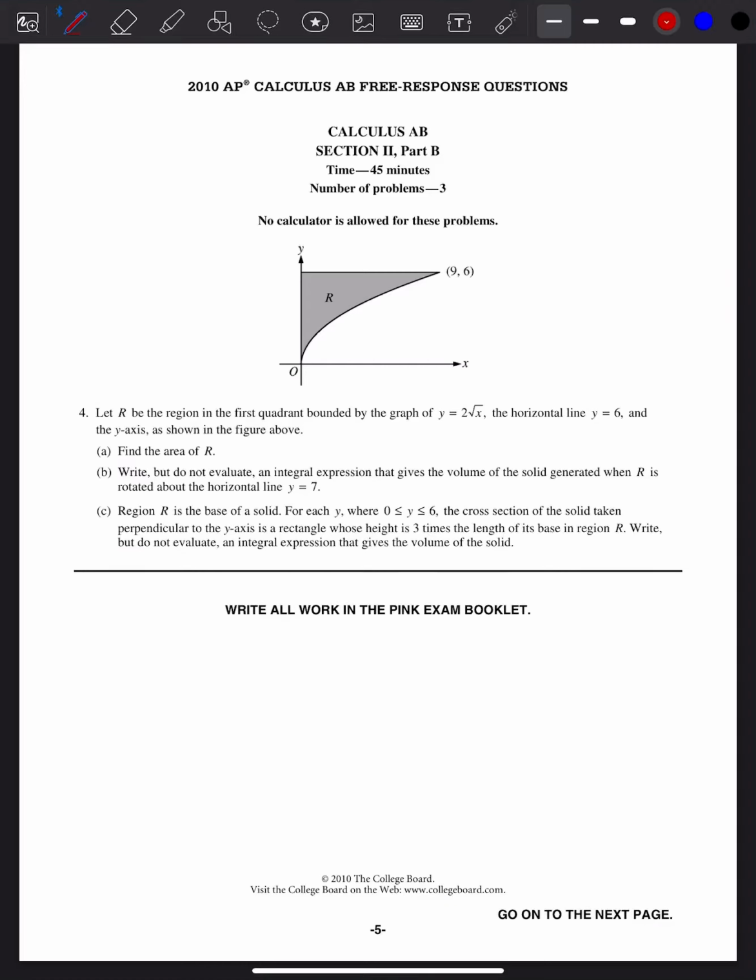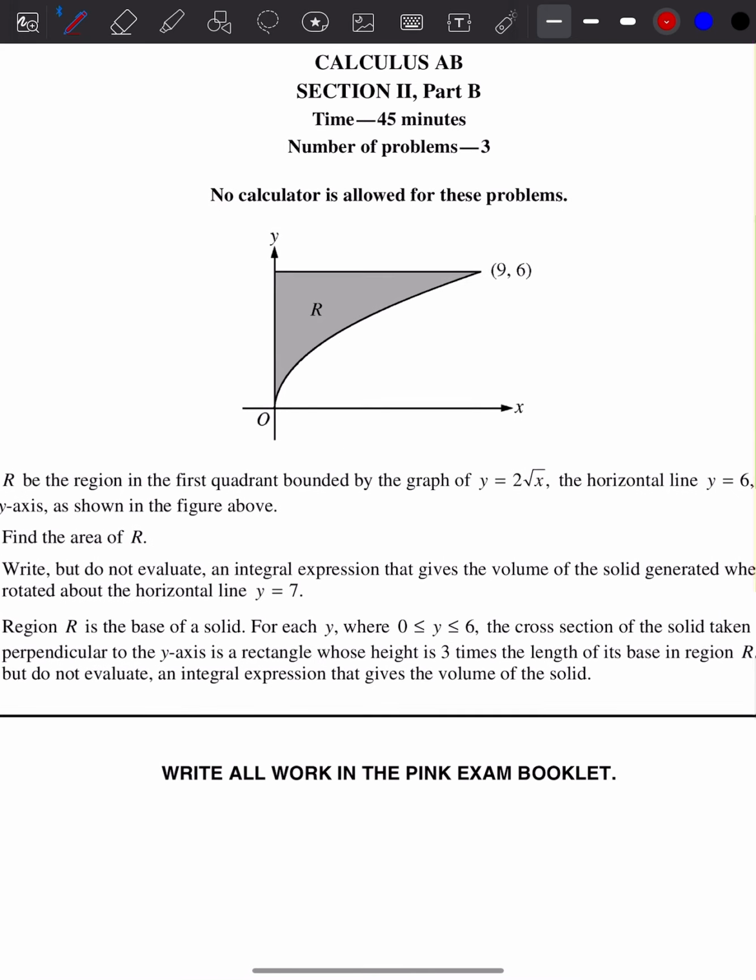For the second problem, we have: write but do not evaluate an integral expression that gives the volume of the solid generated when R is rotated around the horizontal line y equals 7. Looking at our problem here, like on the other part, the bottom one is 2 square root of x, and this part is y equals 6. So we want to revolve it around y equals 7.